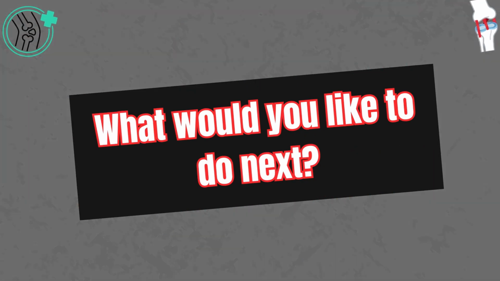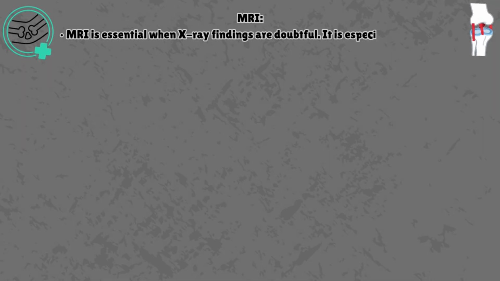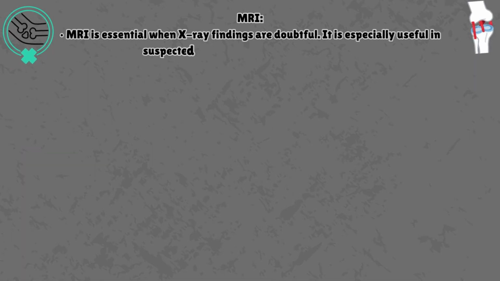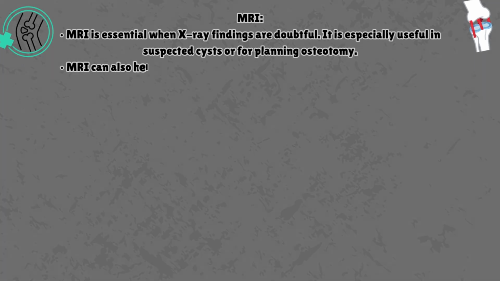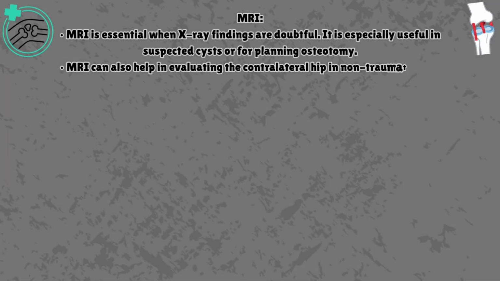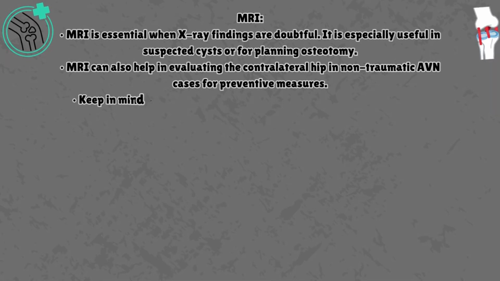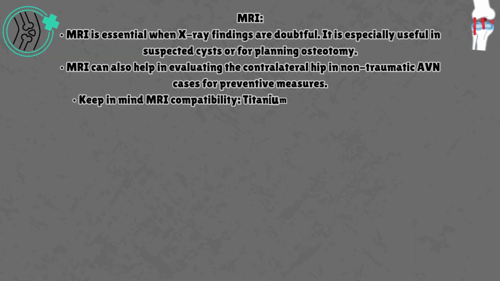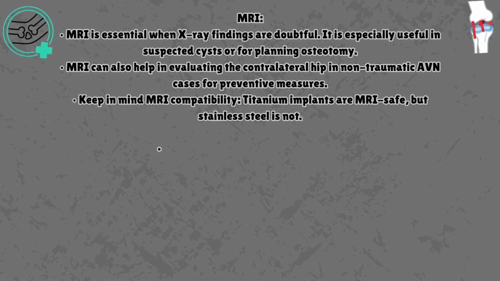6. What would you like to do next? Next, consider the following. MRI. MRI is essential when X-ray findings are doubtful. It is especially useful in suspected cysts or for planning osteotomy. MRI can also help in evaluating the contralateral hip in non-traumatic AVN cases for preventive measures. Keep in mind MRI compatibility. Titanium implants are MRI safe, but stainless steel is not.